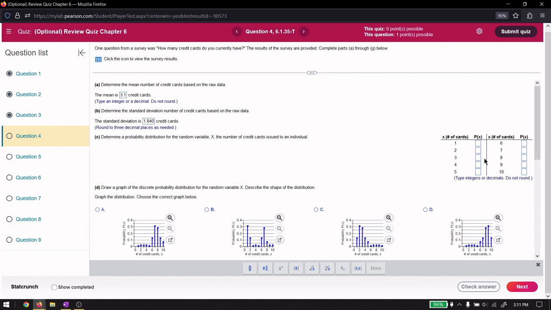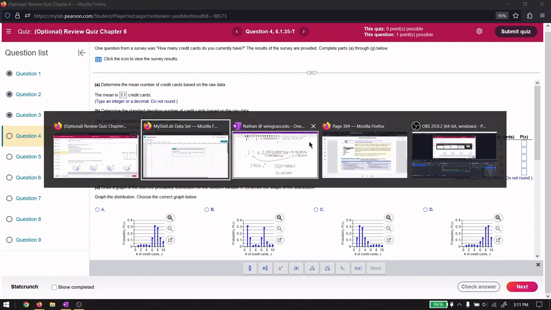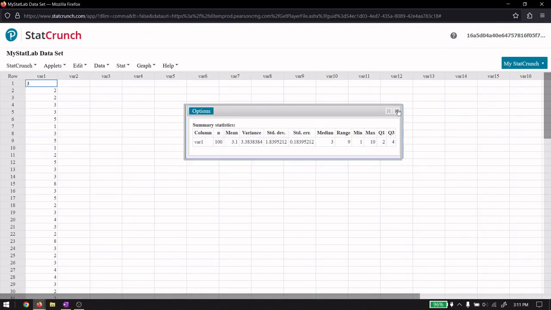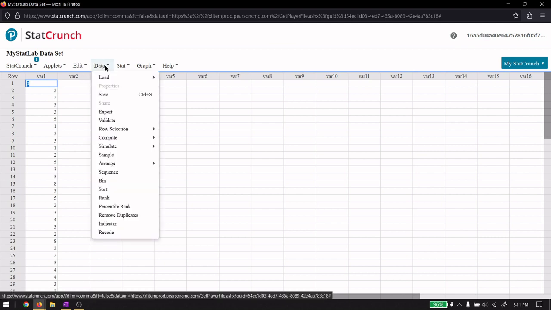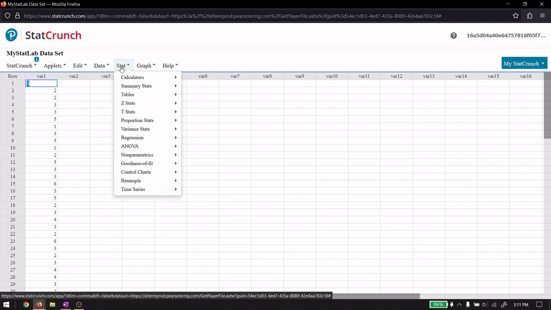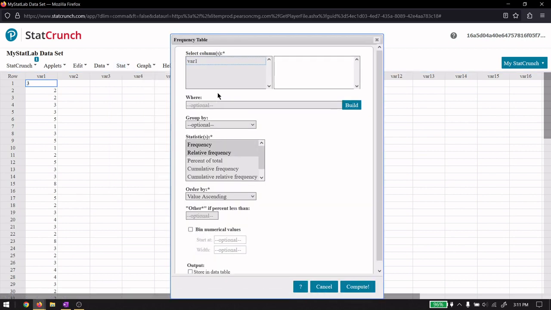What we're doing here is we're taking the counts of 1 and dividing it out of 100. So the real question is how many times does 1 show up here? That's how many proportionally it would be out of 100, and therefore you can get a probability from that. We can do that immediately on StatCrunch by doing a frequency table and just doing compute here.